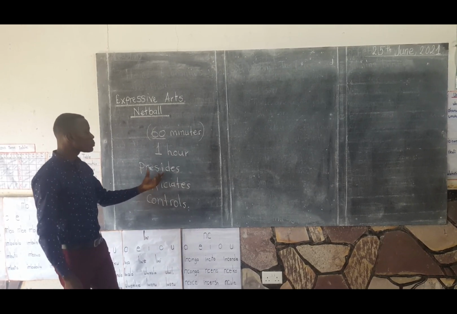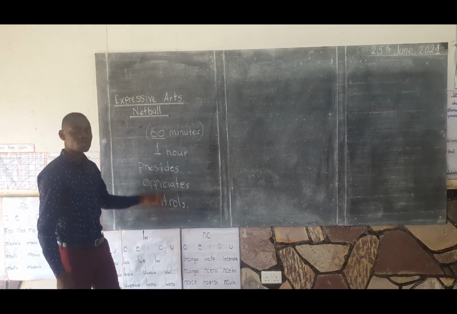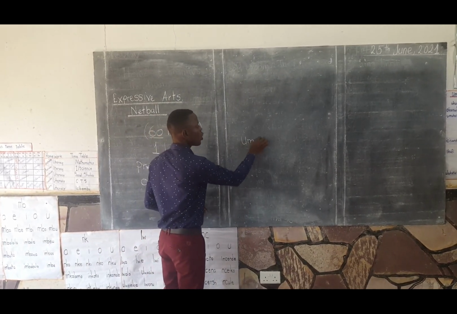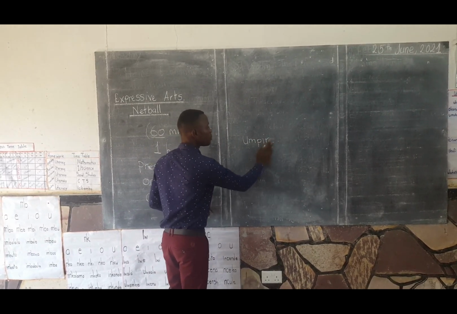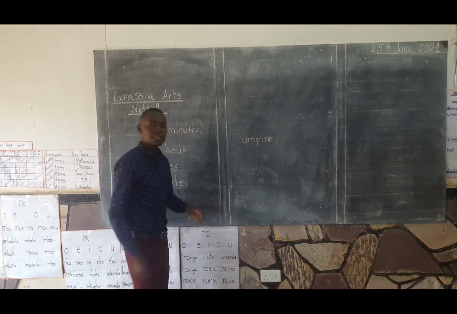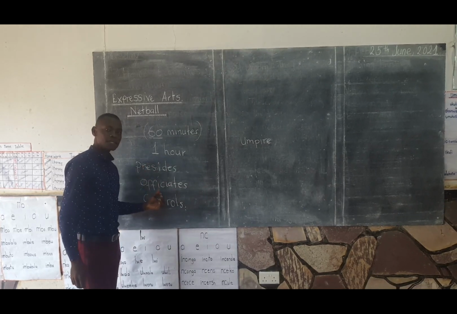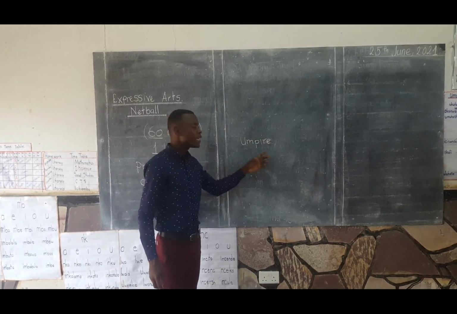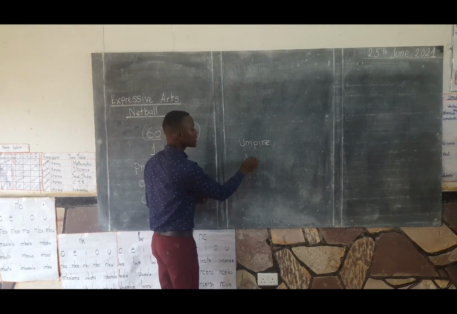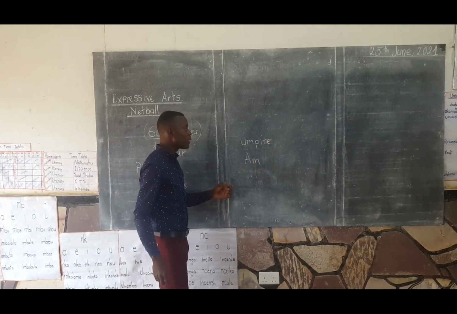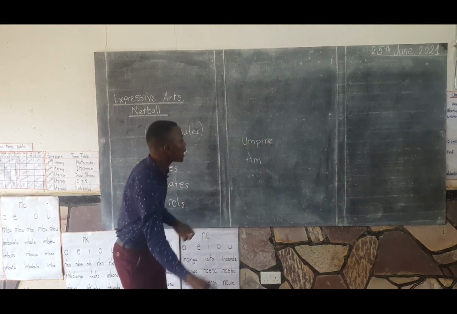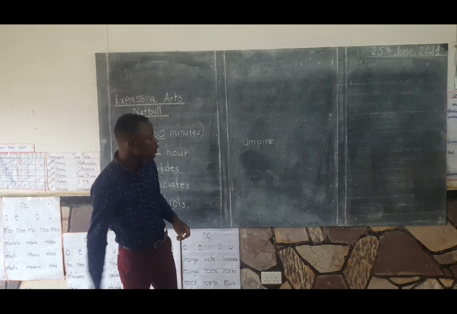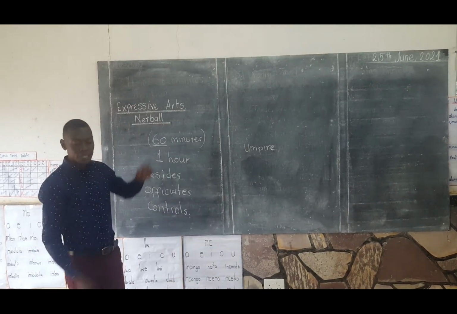The person who presides, officiates, or controls the netball game is called an umpire. I'll repeat that so that you understand. The person who officiates, presides, or controls is called an umpire. There's a difference between the one that starts with M, but the one we are focusing on is the one that starts with U. An umpire is a person who officiates the netball game.